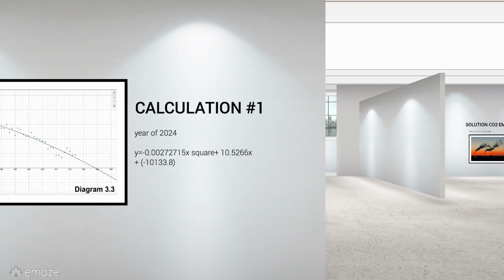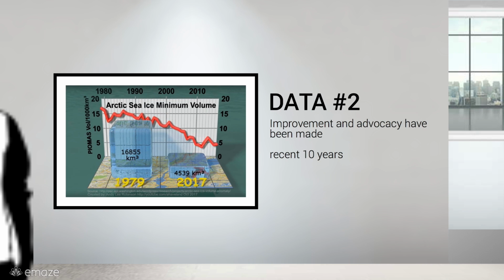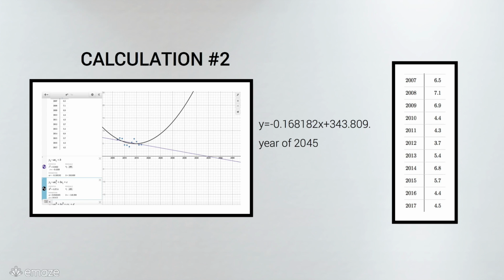After doing this calculation, I realized that since the world has recently and intensively been advocating the importance of saving the planet, the results should be more precise if we only take the data from the past 10 years. And therefore I created table number 2, shown on the right. Nonetheless, we used the linear function to create the prediction graph.